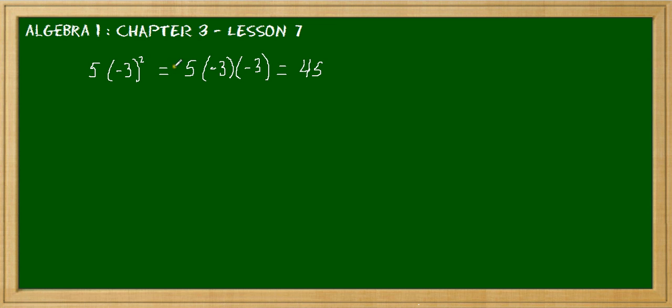Now it's really just a long multiplication here. We just want to make sure we don't multiply 5 times negative 3 and get negative 15 and then square that, because that would have been a completely different answer, and it's not the answer to this problem.